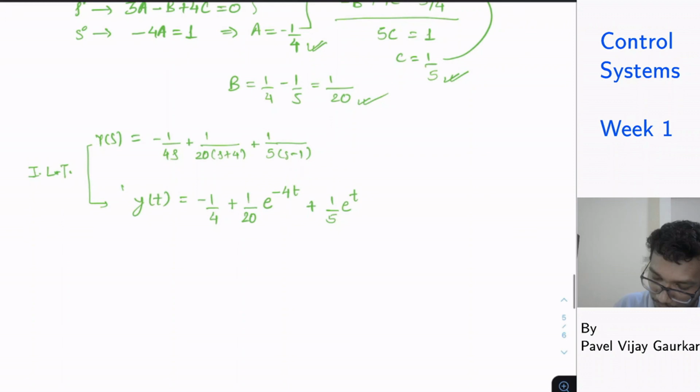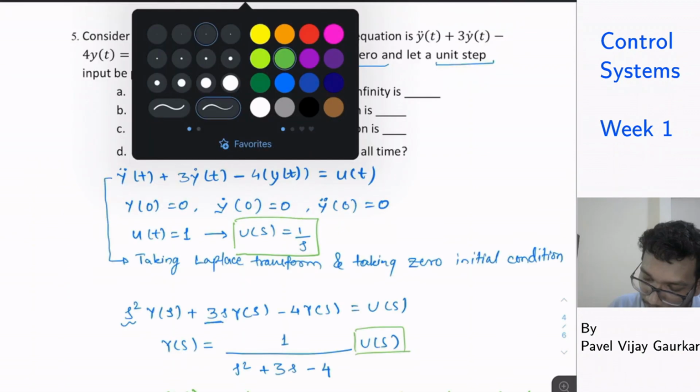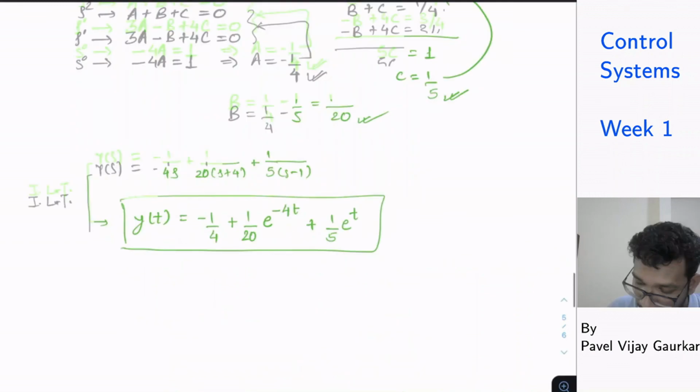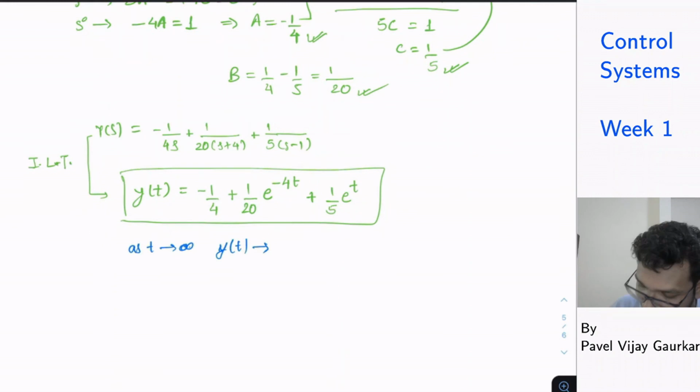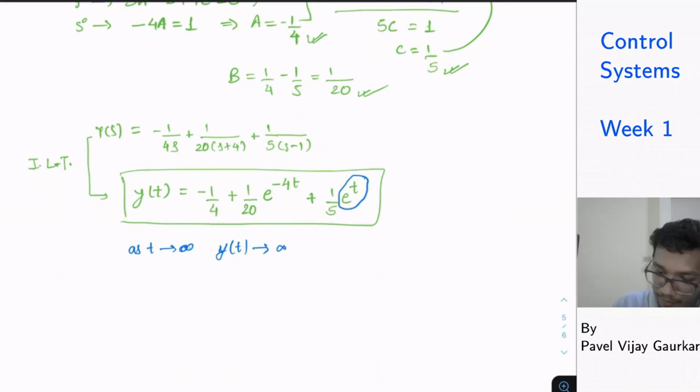Now if we look at what we have been asked, what is the value of output as time tends to infinity? As t tends to infinity, y(t), since there is this e^t term, this will drive your output y to infinity. So y(t) will tend to infinity.